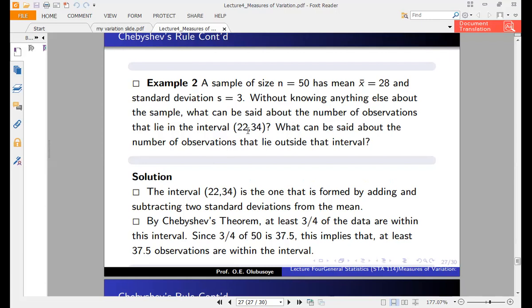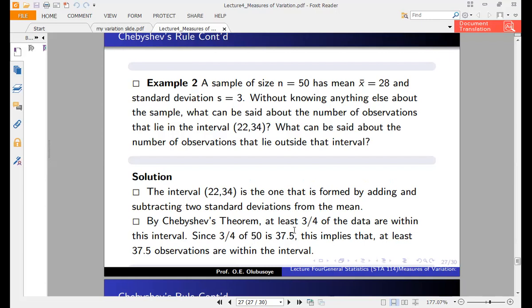And the question is asking us, what can be said about the number of observations? Please, you have to be very careful here. This is not asking for the percentage alone, but the number of observations. So in that case, I can just proceed and say, according to Chebyshev's rule, 3/4 of data will lie between this interval. Since I know that 3/4 of them should lie between this, then I can find the number of them that will be between that. Since I know the total number of observations is 50, all I need to do is to calculate 3/4 of 50. So if I calculate that, I'm going to get 37.5.